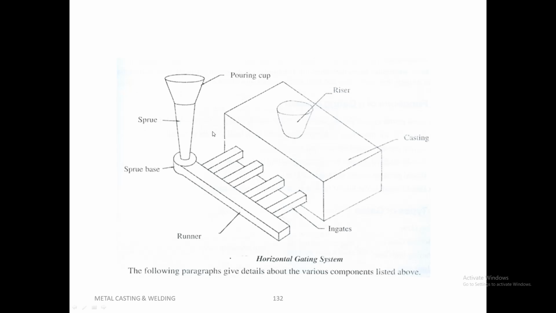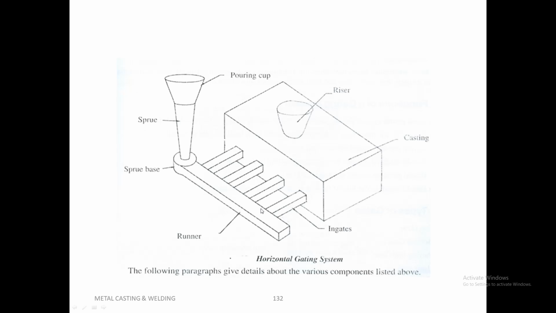Next is the runner. A runner is a horizontal passageway through which the molten metal flows into the gates. The cross section of the runner could be either a square section or a trapezoid, and its length is very large compared to its width. A runner extension, this is this part, is a small portion of the runner that extends beyond the last gate, and this is generally used to trap the slag or impurity that is there in the molten metal.